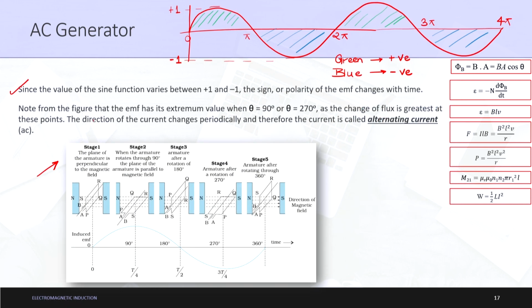So, note from the figure that the EMF has its extreme value when theta is 90, and then theta is 270, as the change of flux is greatest at these points. At theta equal to 90, this is the point we are talking about; at theta equal to 270, this is the point we are talking about.